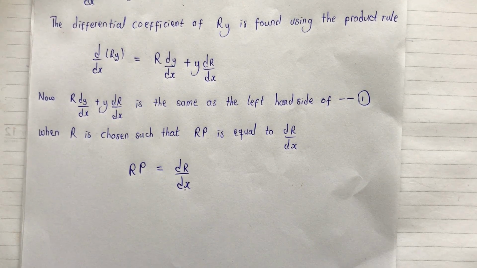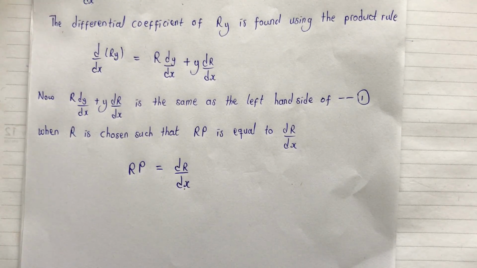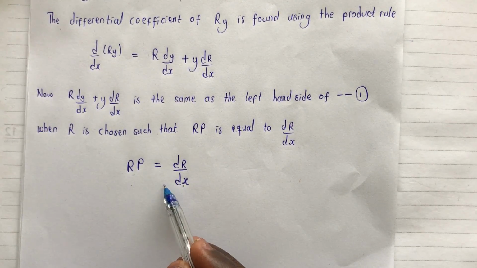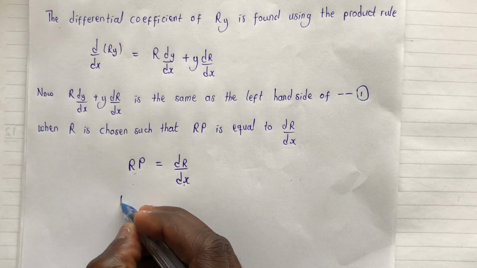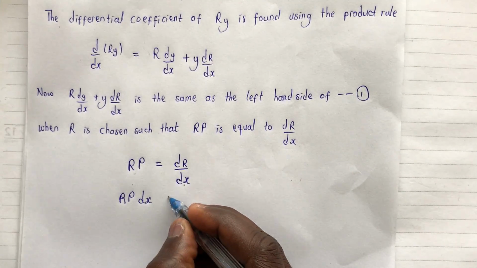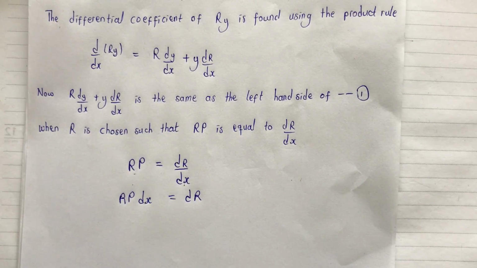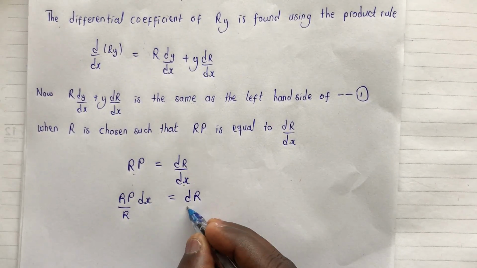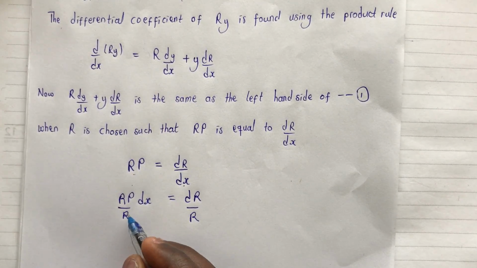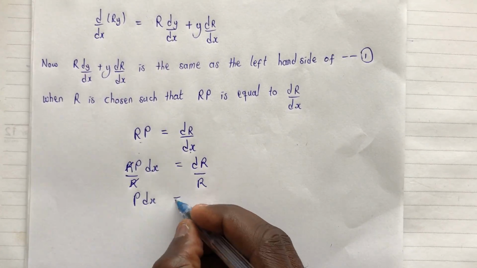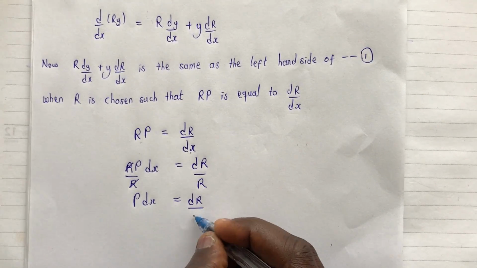To help some of us to really understand, I will separate variables by showing work. To do this, I know this is over 1. I can just cross multiply here. And this is going to give me Rp times dx equals dr. Now, because I want to separate variables, I will divide through by what? R. Now, this is over R, this is over R. I can take care of this one, and I am having P dx equals dr over R.